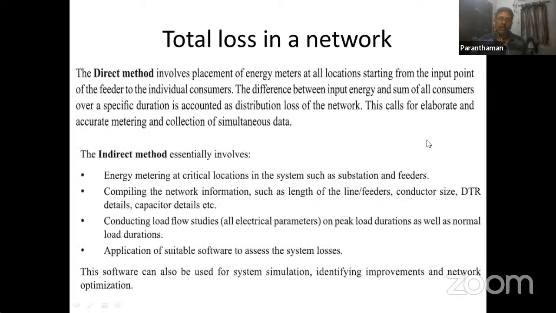That's all. The indirect method involves software and energy metering. The terminologies we must keep in mind, sir. See one thing, load flow study, where it is energy at DTs, distribution transformers. Application of suitable software, the third point, conducting load flow studies. This is being done in our grid code. Load flow study has to be computed. Software has to be used. So we will get a more precise loss measurement.